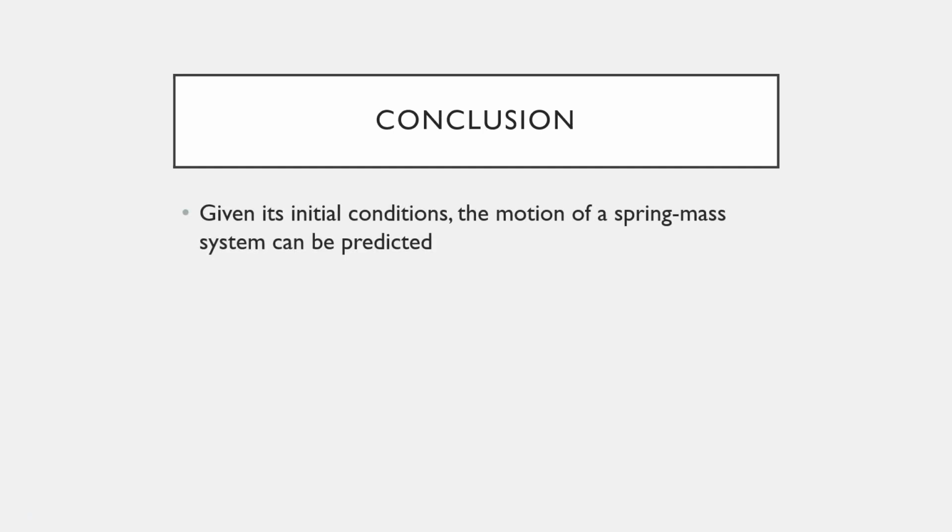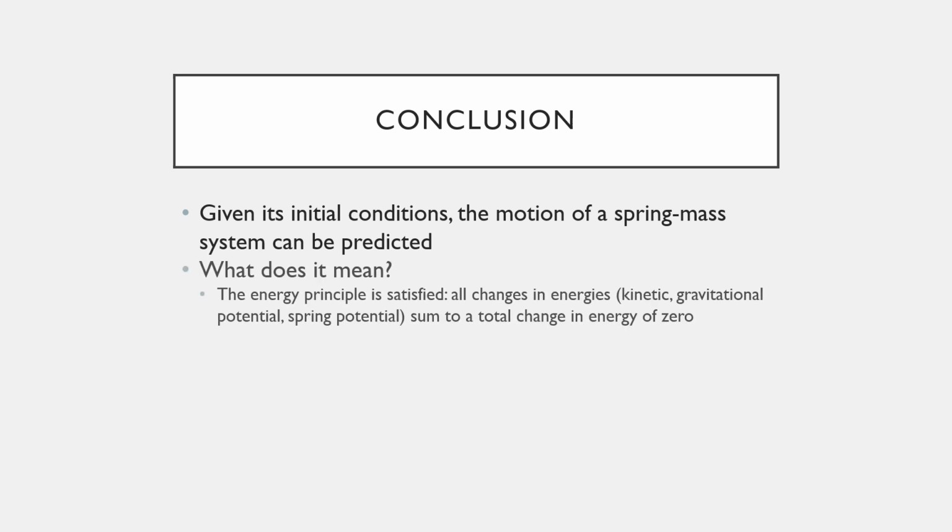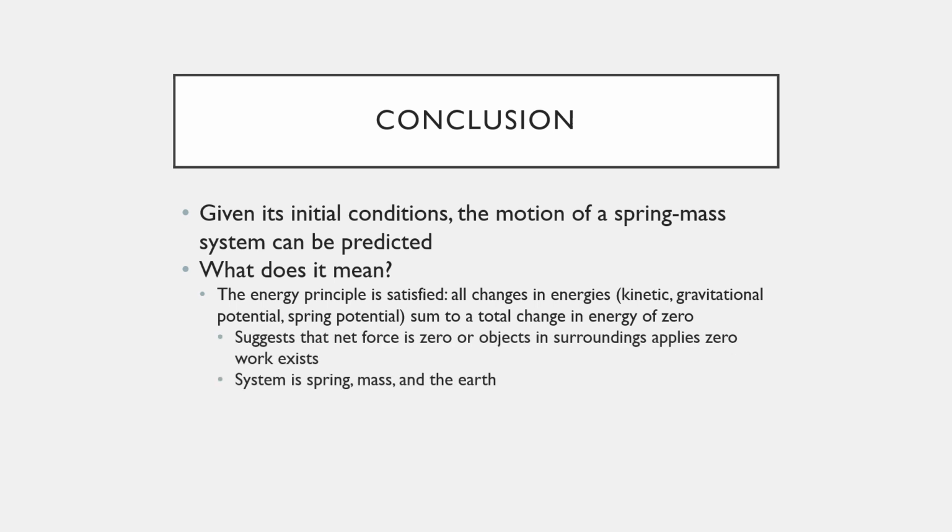In conclusion, the motion of a spring mass system can be predicted when given its physical properties, such as mass and spring stiffness, and in finding the motion, we also found that the spring mass earth system satisfies the energy principle as all changes delta K, delta U sub G, and delta U sub S sum to 0, suggesting that the net force acting on the system is 0 or that no work is being applied.